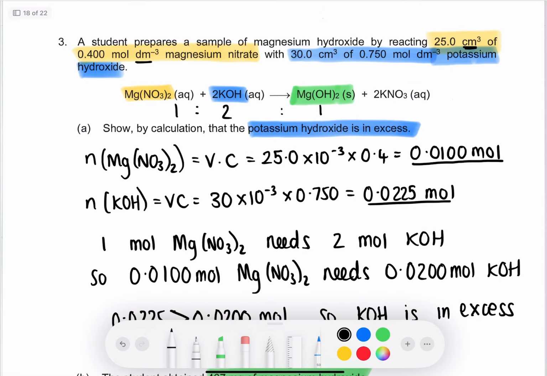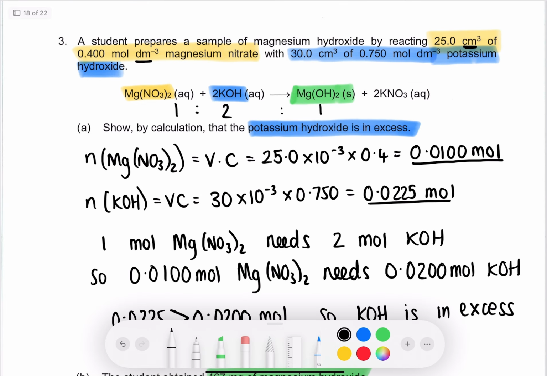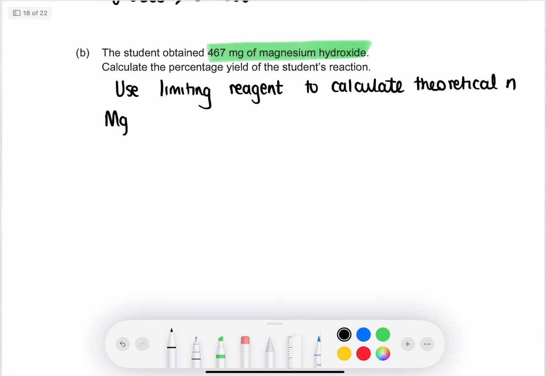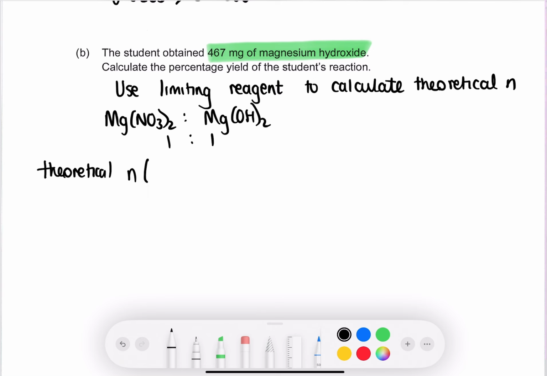Okay, so let's have a look at the limiting reagent. It was the one that wasn't in excess, the magnesium nitrate. So the ratio between magnesium nitrate and magnesium hydroxide was 1 to 1. So the amount we could in theory make of magnesium hydroxide is the same as the moles of magnesium nitrate used, 0.0100 moles. How much did we actually make?